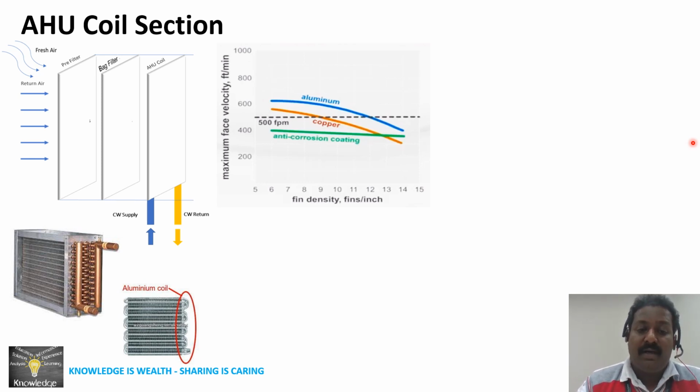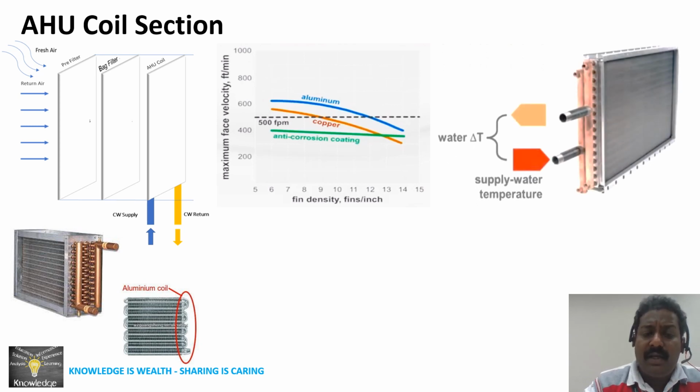So I would retrofit or go with aluminum coils, because the coil is one area where chilled water will always circulate, and if it is off for a longer period, then there is a chance of airborne contaminants, fungus and bacteria building up on the coil sections. For that we can do a chemical coil wash. Yearly once we can plan for that, to improve the air quality and improve the life of the coil as well, by removing the corrosive areas of the coils.